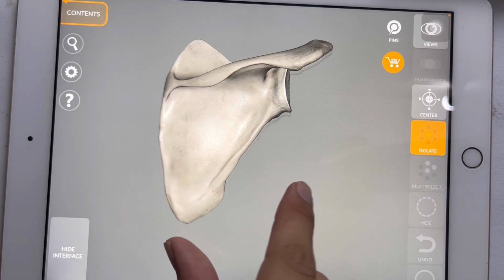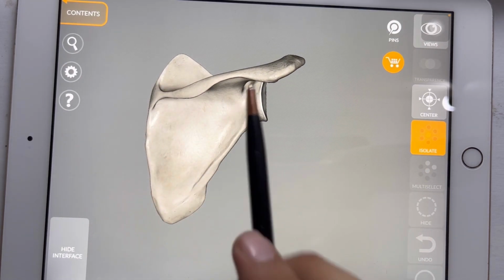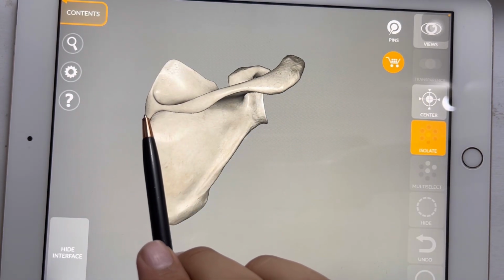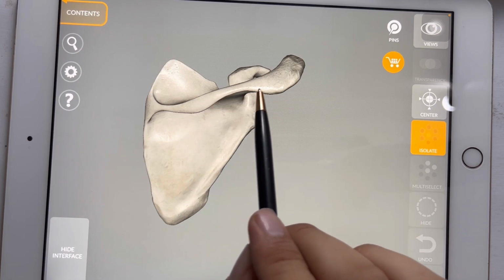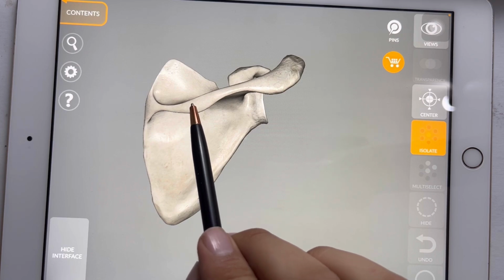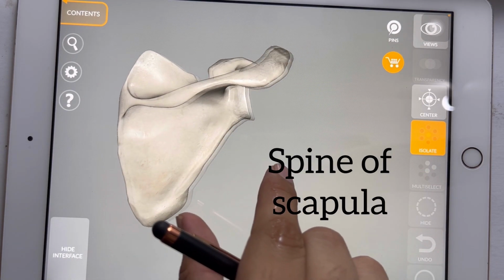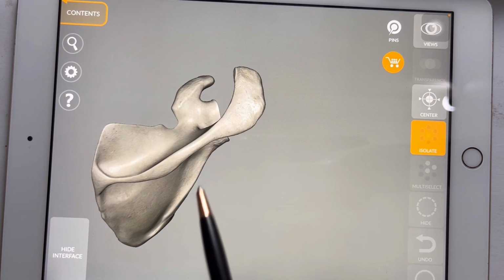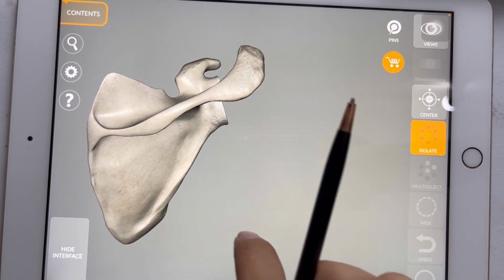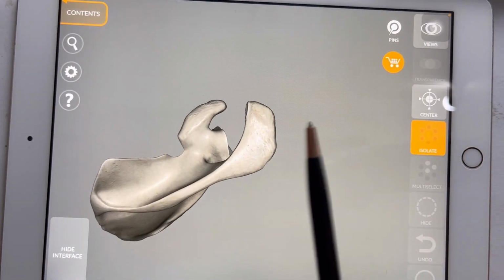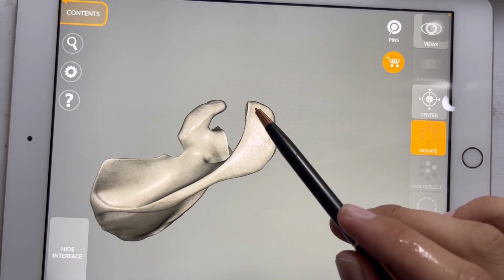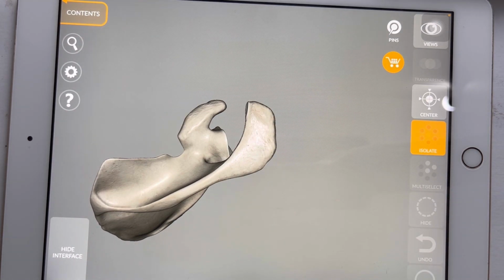Now student, moving toward the dorsal aspect. So at the dorsal surface we have a ridge that originates from medial and runs toward the lateral of the scapula bone. This ridge is called the spine of the scapula. This is the spine of the scapula. Student, as this ridge runs laterally, it forms a process, and this is called the acromion process, and this acromion further forms the articulation with the clavicle bone.